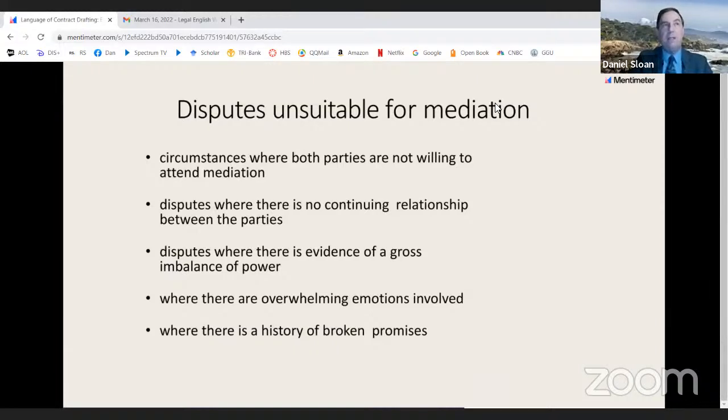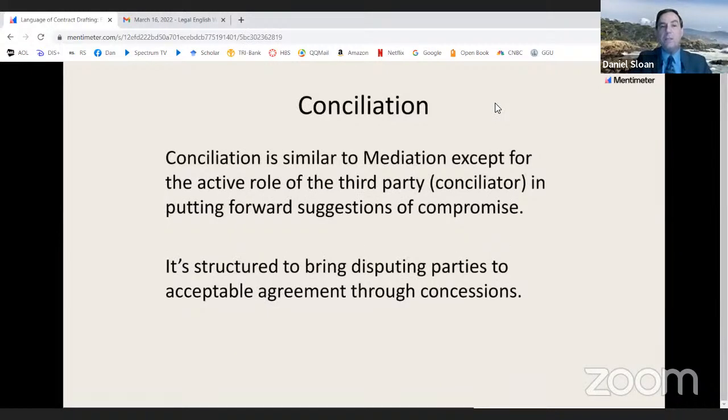In California, we have a 50-50 split when there's a divorce. So if there's one side that has too much power, that might not work well. Where there are overwhelming emotions involved might not be good. And where there is a history of broken promises. The next one's conciliation. It's similar. I think I'll stop here for a minute.